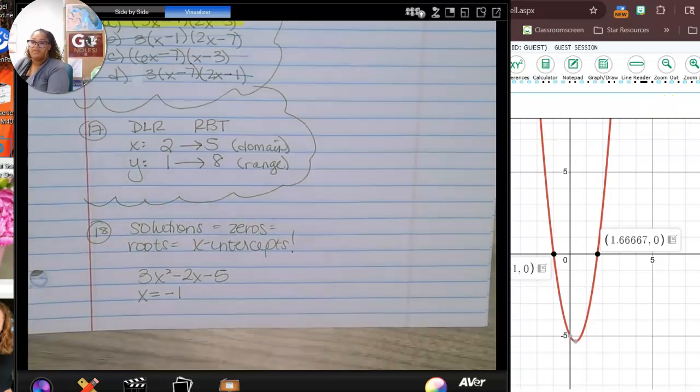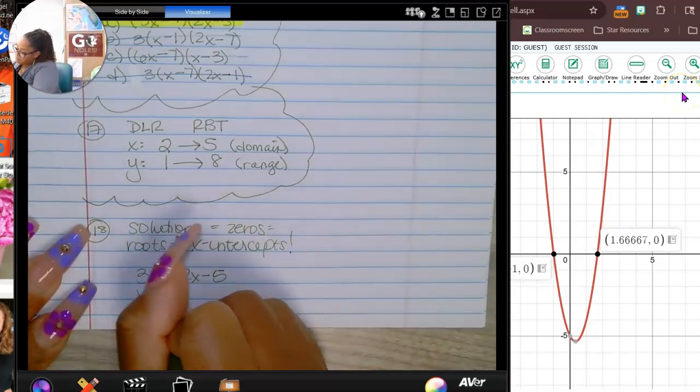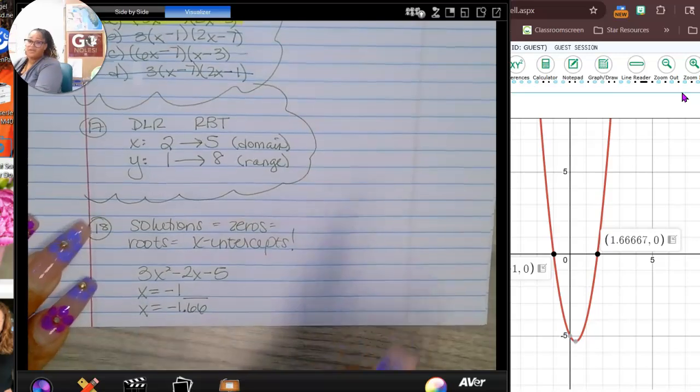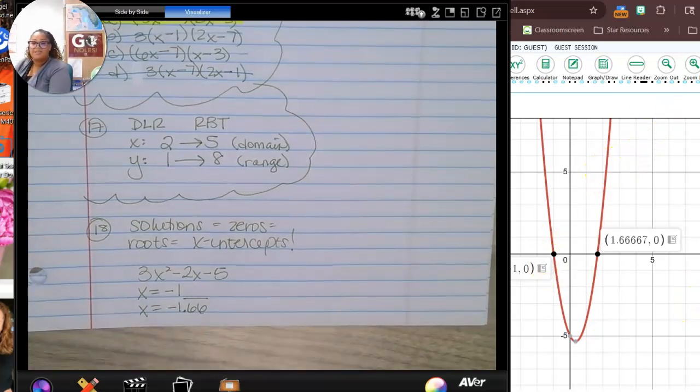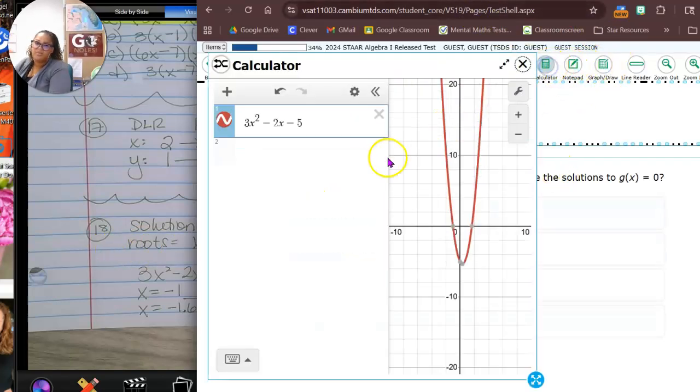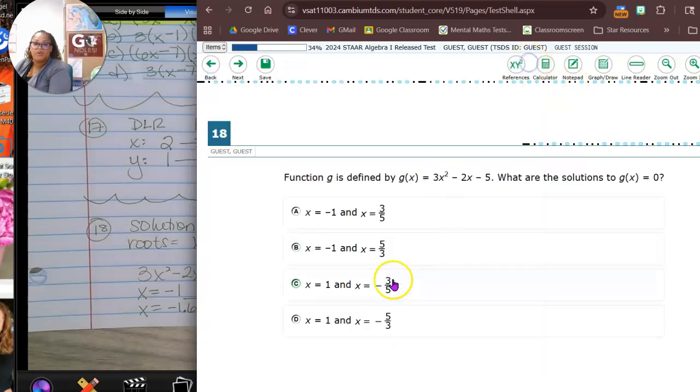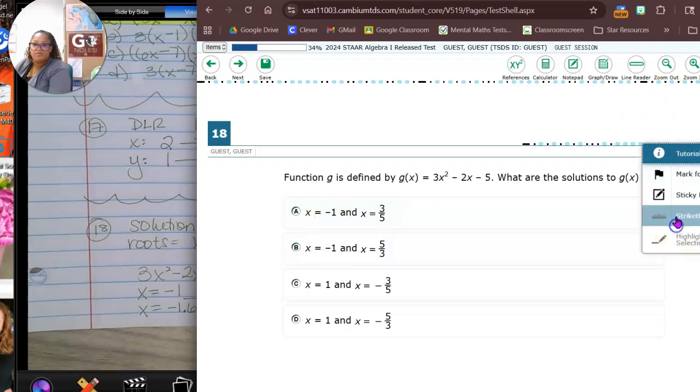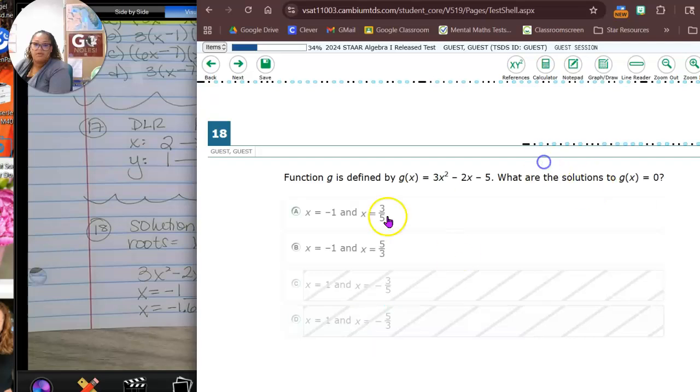Now I need to go and look at this. I know that this is 1.66 repeats, but now I need to go over here and see which one of these it is. Is it 3/5 or is it 5/3? Is it -3/5 or is it -5/3? Well, I do know that it's negative. Oh, the 1 is negative. Let me go back. Was the x positive? This one's positive. So the 1 is negative. Here's my -1. So let's get rid of the other ones.